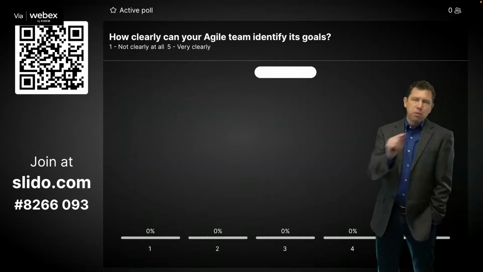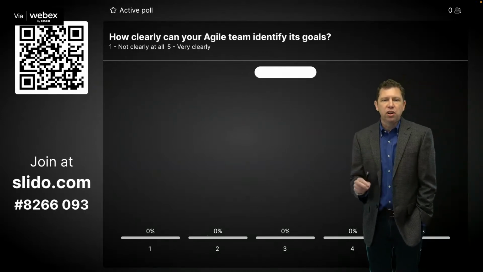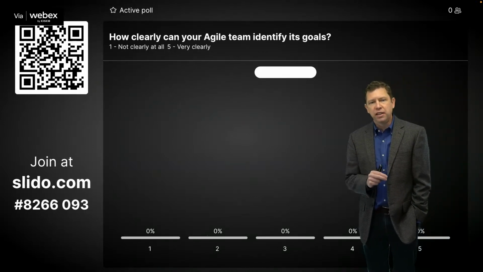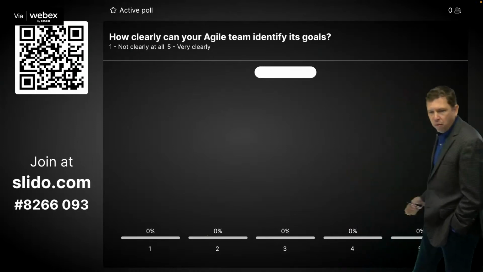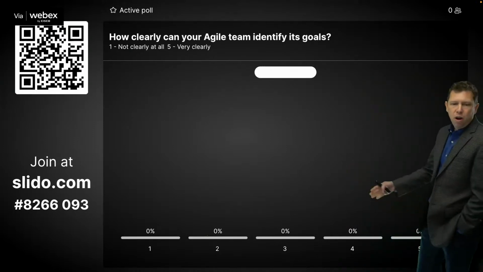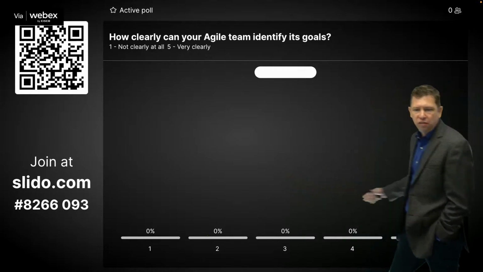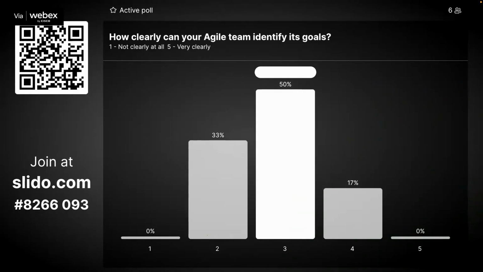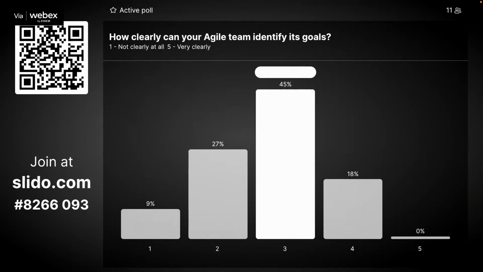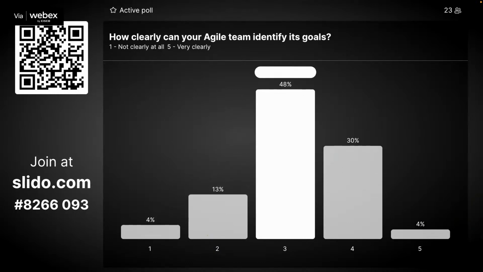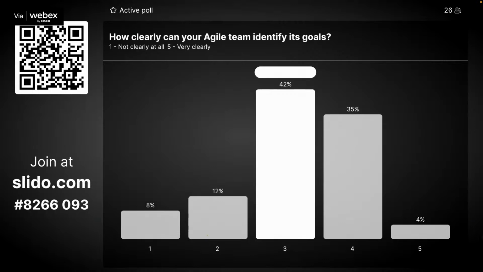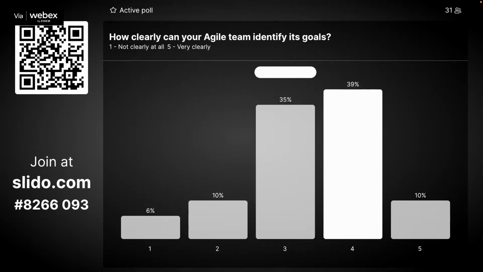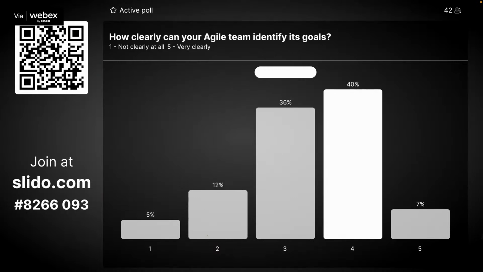So that brings up an important point. How clearly can your Agile team identify its goals? On a scale of 1 to 5, where 1 is not clearly at all, to 5 very, very clearly, how clearly can your team identify its goals? We'll see where we end up here.